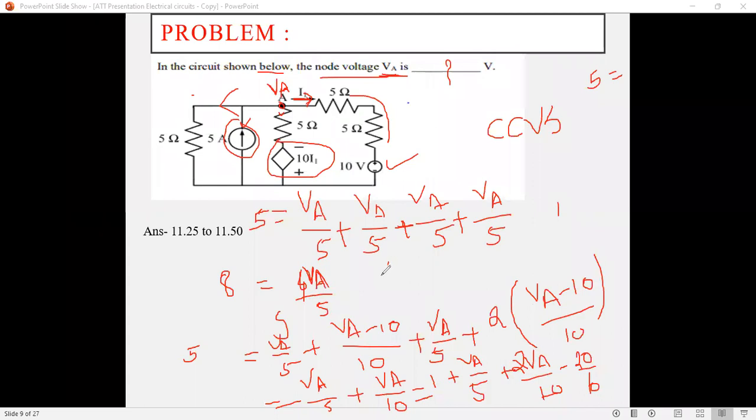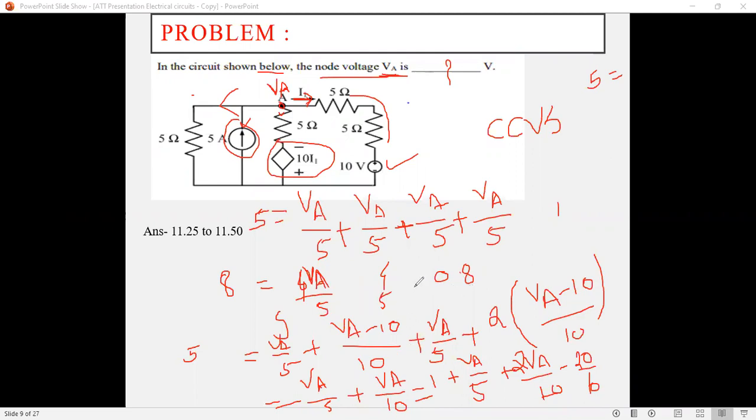Just do the cross multiplication. 4 by 5, how much does it come to? 0.8. 4 by 5 is 0.8. So 0.8 is here. Is there any mistake in the plus minus? What is the answer? 8 divided by 0.8, it becomes 10. Does the answer come to 10?